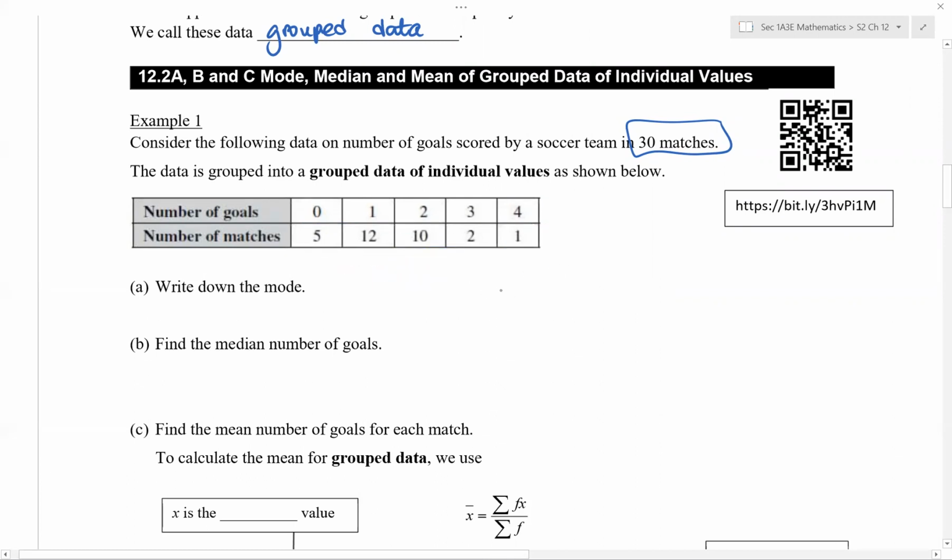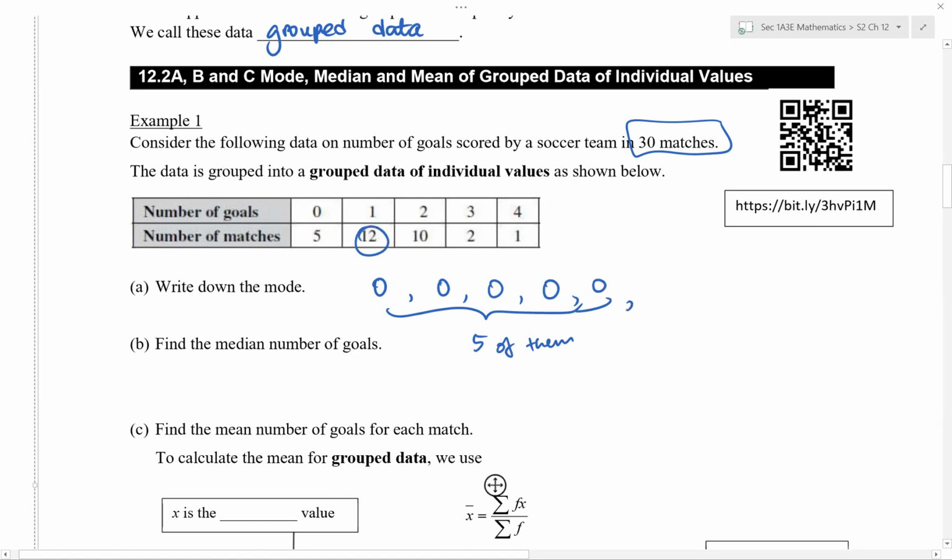Now, if we didn't put them in the frequency table like this, and we listed out all the values, this is what it would look like. For the number of goals, we got 0, 0, 0, 0, 0. That's 5 of them. Now we've got 12 matches with 1 goal only. So you can see that it gets quite tedious and difficult to count. 4, 5, 6, 7, 8, 9, 10, 11, 12. And due to the lack of space, I'll just continue at the bottom.